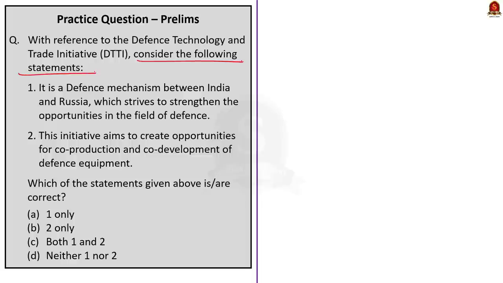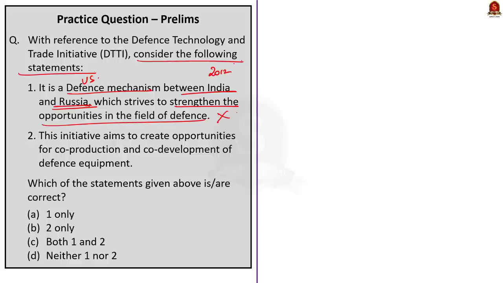Statement 1. It is a defense mechanism between India and Russia which strives to strengthen the opportunities in the field of defense. See, this statement is incorrect. We know that Defense Technology and Trade Initiative is a mechanism between India and the US. It was launched in 2012. And it engages senior leaders from both the countries to strengthen opportunities in the field of defense.